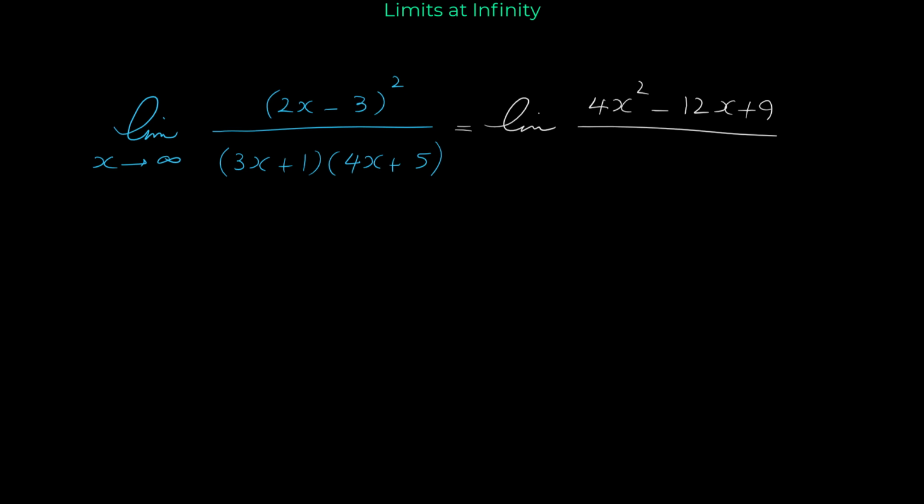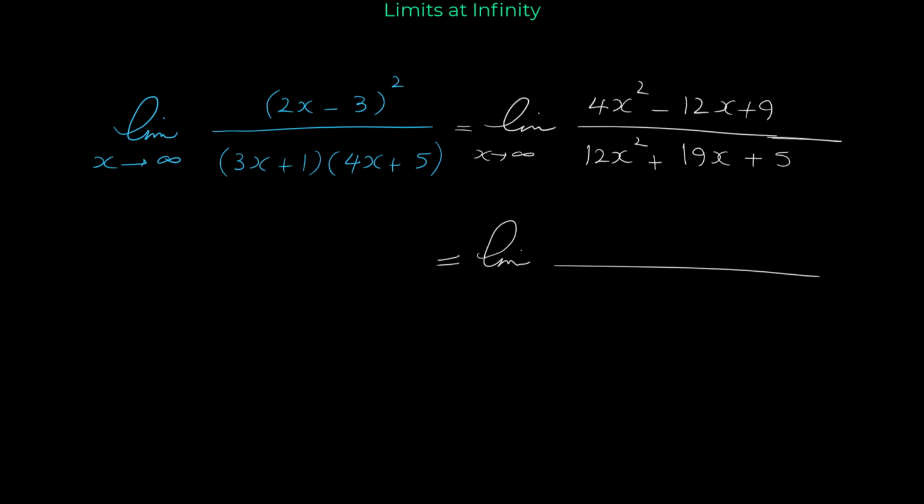Now in the denominator, if we multiply the bracket by the bracket, we have 12x to the 2, 15x, 4x, and 5 as x approaches infinity. 15x and 4x, if we add these two, is 19x. So simply we can write 19x plus 5. Now is the time to divide everything in the numerator and everything in the denominator by x2.